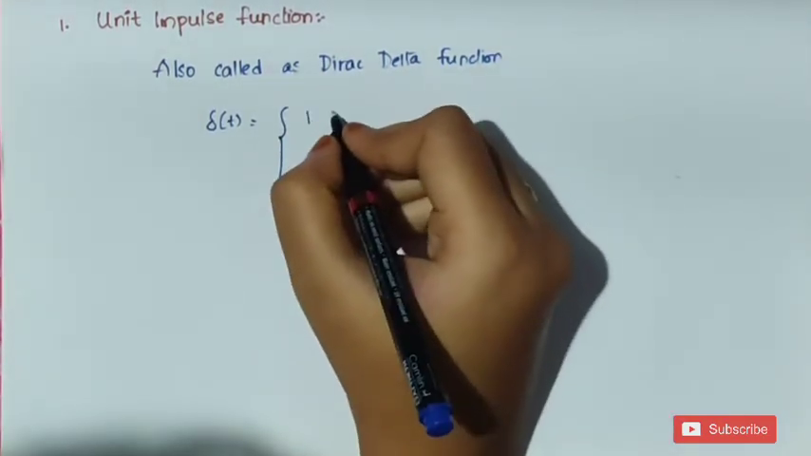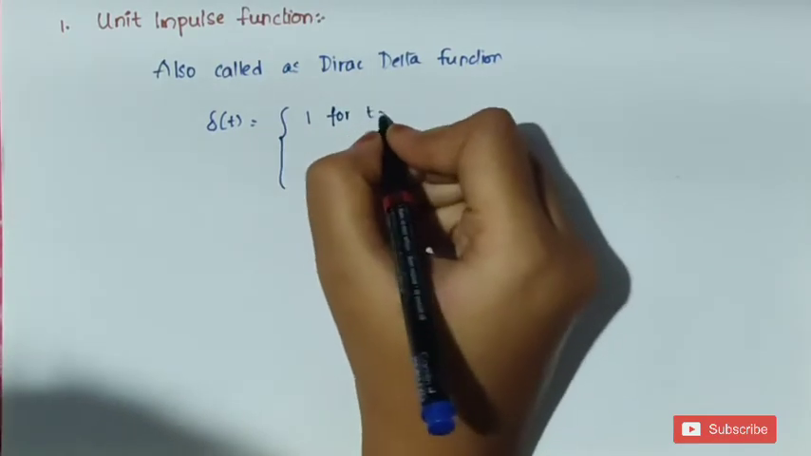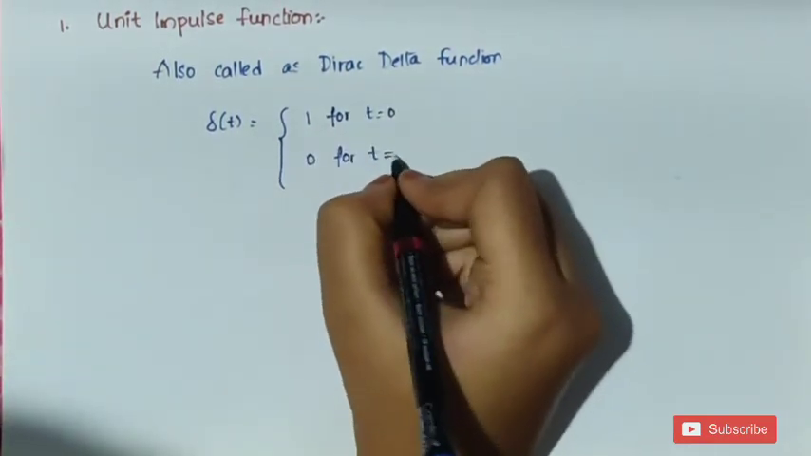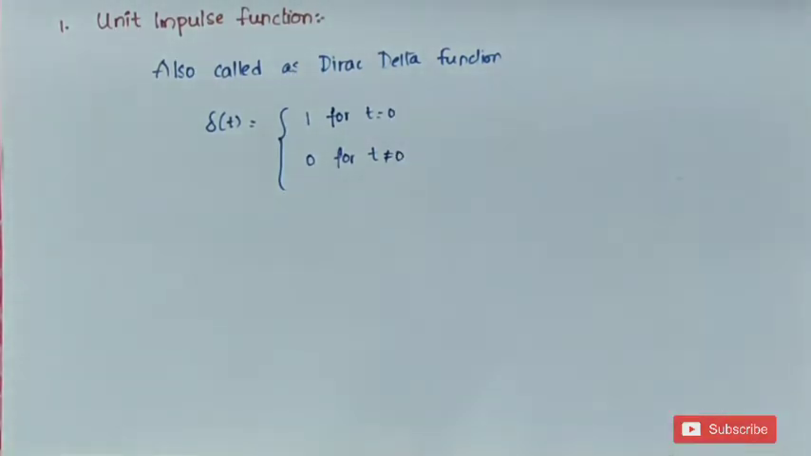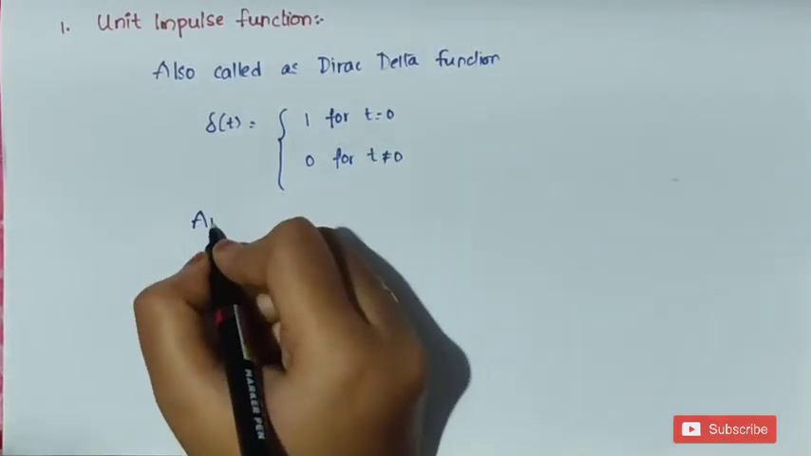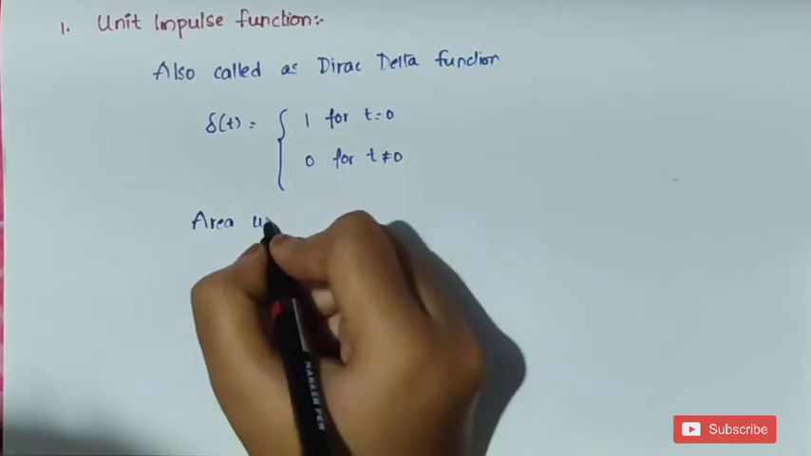1 for t equal to 0 and 0 for t not equal to 0. The mathematical expression of the unit impulse function is delta of t equals 1 for t equal to 0 and 0 for t not equal to 0. The area under the curve is unity. This is the important point here.